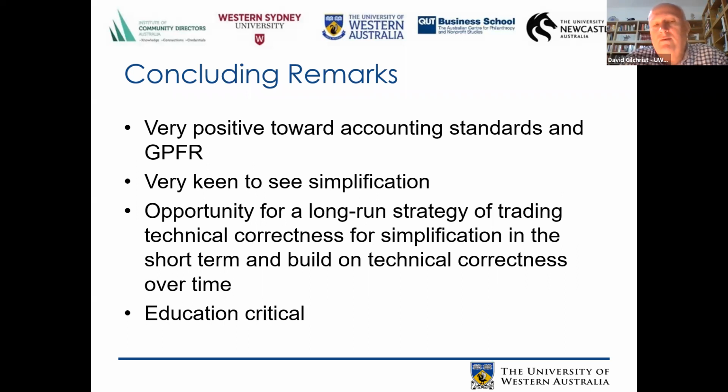But in terms of concluding remarks, I think the study identified a few things that were really important for us in the Australian context. The first thing that they identified was that everyone was very positive toward accounting standards themselves and general purpose financial reports. In other words, everyone felt that accounting standards were important, and that arriving at a set of accounting standards that was appropriate and proportionate to charities and not-for-profits in Australia was a really critical thing. I saw that as very positive.